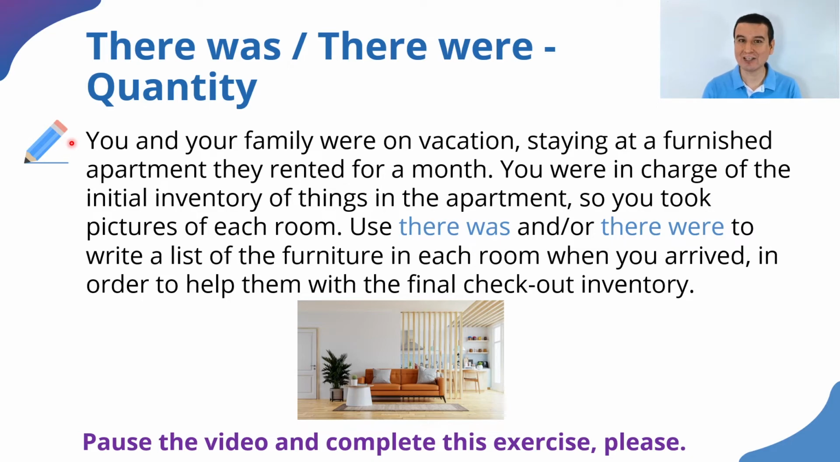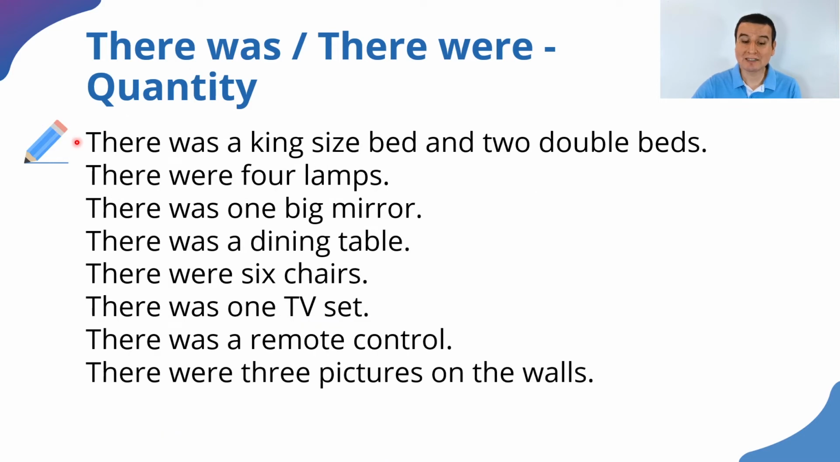All right. Thank you very much for having done that. And I hope that you have some answers of your own. You can compare them with mine, of course. Of course, they're not going to be the same, but this will give you some idea of the things that you could say in an inventory when you first take pictures of the things in a hotel room. There was a king-size bed and 2 double beds. All right? There was a king-size bed. And you could say there were 2 double beds.